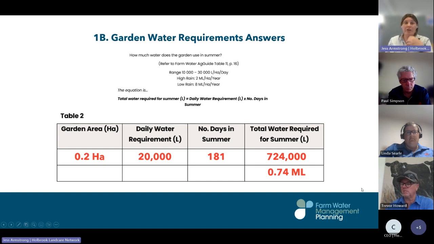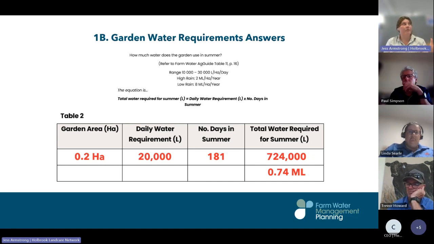You may choose, when you're doing your own audit, to adjust the daily water requirement. You might say 20,000 litres is way too much for my lawn. I might say that it only actually requires 10,000 litres to the hectare per day. You might also decide that you're not going to water it for every single day of that season, but we're going to work off 181 days for the purpose of these exercises.